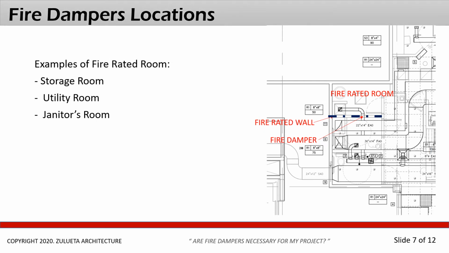Fire damper locations. Examples of fire-rated rooms are a storage room, a utility room, and a janitor's room. If you look at the image on the right side, I've got a fire-rated room, and there is a duct penetration through the wall. Identify the fire-rated wall as a dashed line, and there's a duct penetrating that wall. Where you have that penetration through the wall is where you install the fire damper.